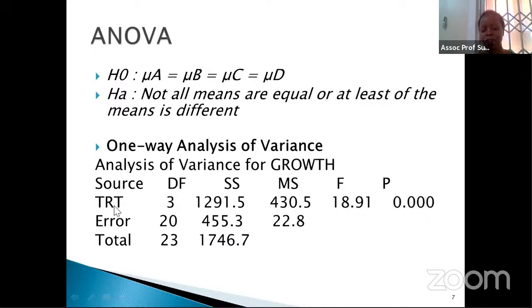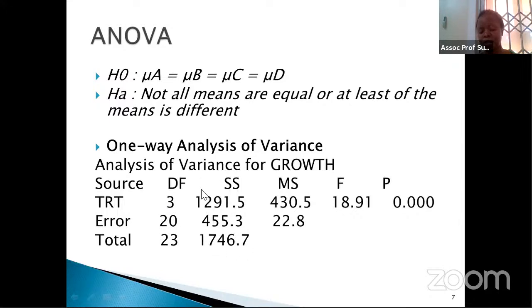So we see the source of variation. Treatment is the between variation. Error is the within variation. The degrees of freedom, you can see here we have 3, meaning we had 4 treatments, and the error degrees of freedom, there were 24 observations minus 4 gives us 20, and this should add up to the total.